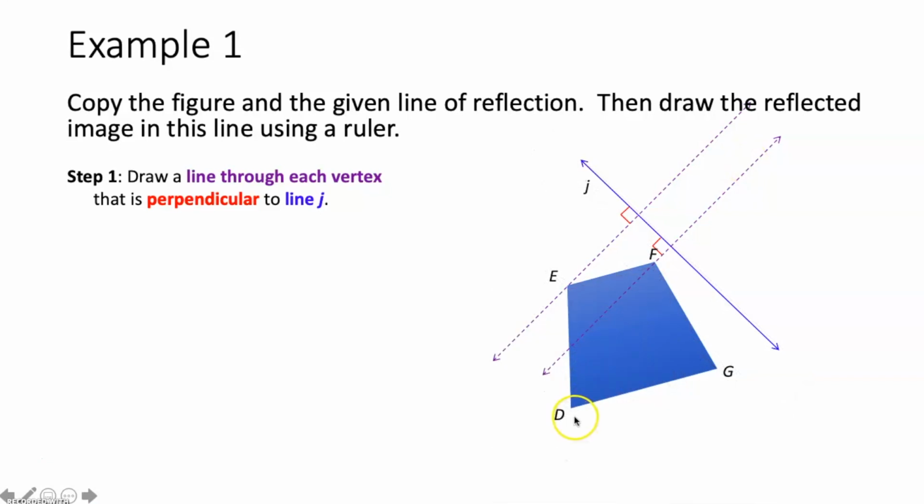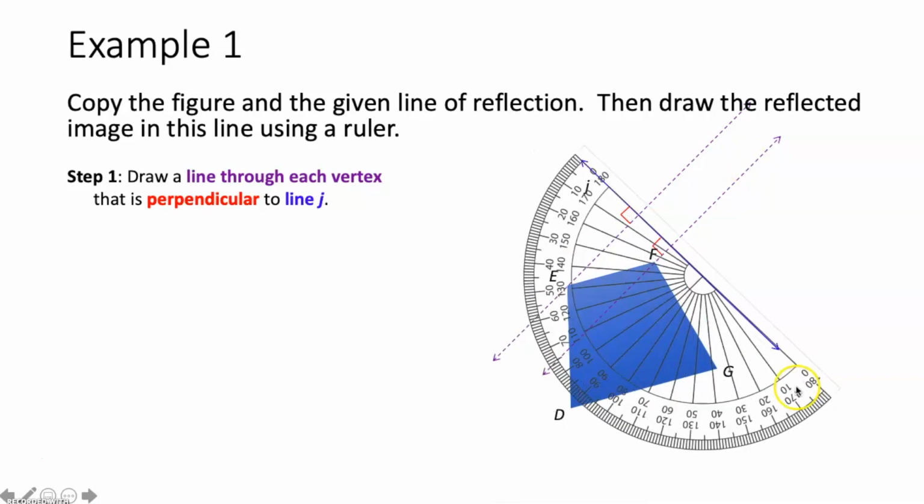Next thing, doing the same thing with point D. We put the bottom of our protractor on line J, our line of reflection. We make sure the 90-degree line goes through or is in line with point D. We trace with our ruler on our 90-degree line through point D, through line J, and continue it on the other side of the line of reflection.